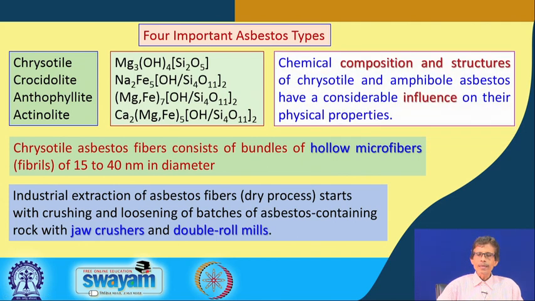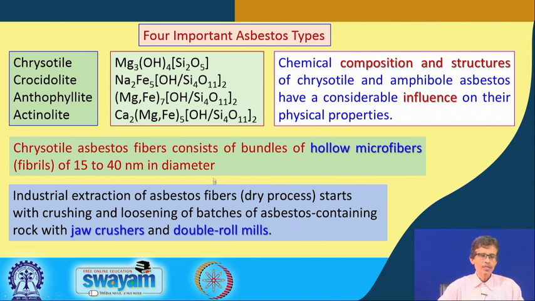So, when we find this chemical composition, we will always think or talk about the different structures, and the structures of these materials are of different types. So, chrysotile and amphibole asbestos have a considerable influence on their physical properties. So, the composition and the structure will tell us that it can have a different physical property as well, such that you can have a different structure. So, it can basically modify its characteristics or the physical properties or the physical behavior.